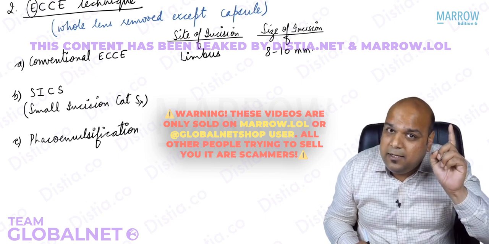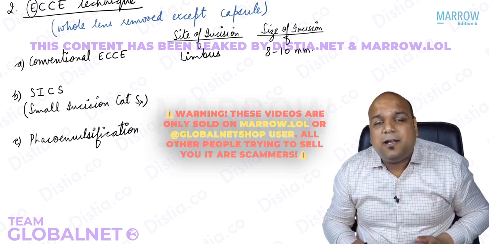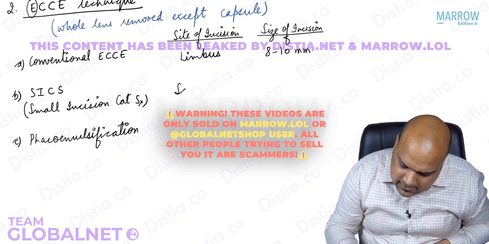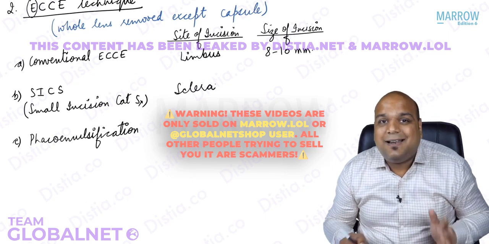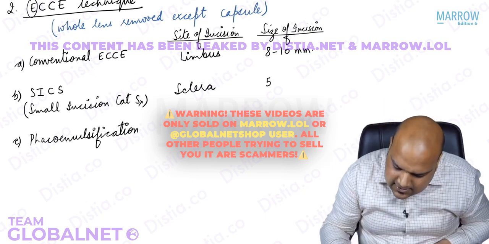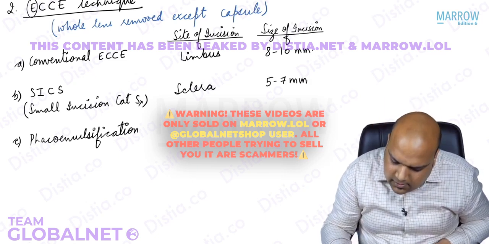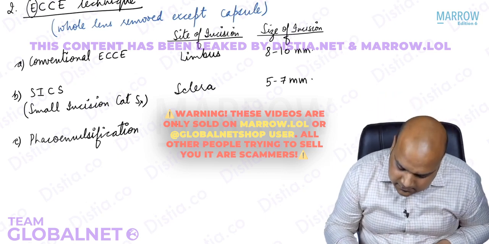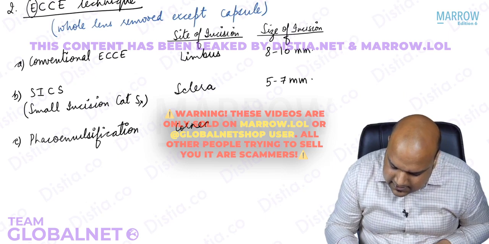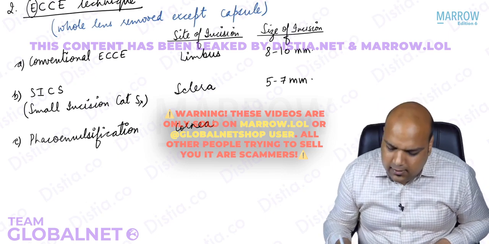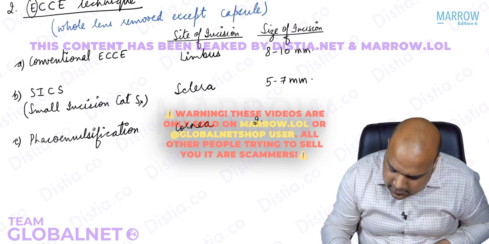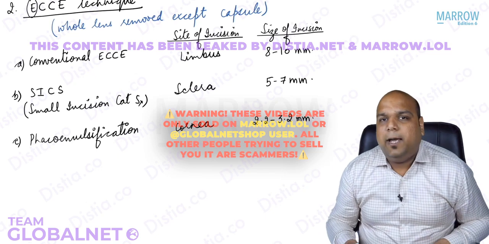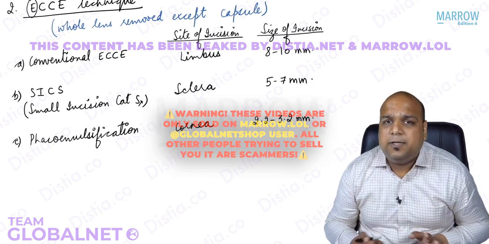Basics of lens, everybody. Because the equatorial diameter is around 10 to 10.5 mm. We know that. In SICS, the site of incision became the sclera and the size of incision reduced to 5 to 7 mm. Then phacoemulsification. The site of incision is now the cornea and the size of incision can vary from 2.2 to 3.2 mm. Okay, everybody? I hope there is no confusion in this.